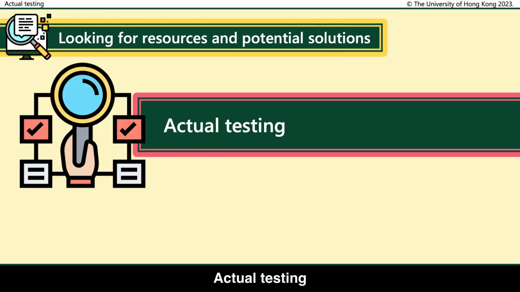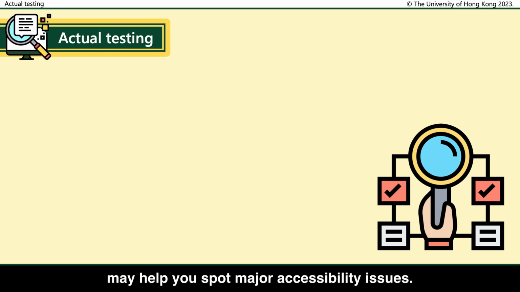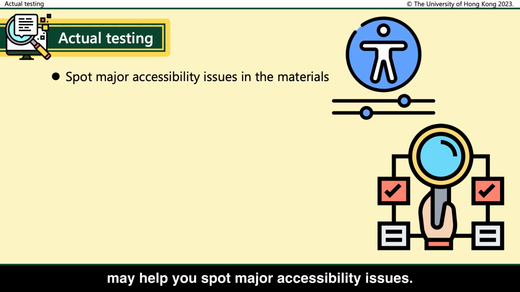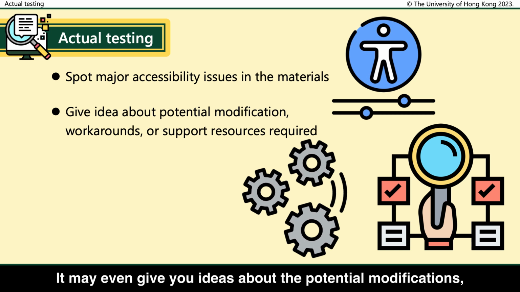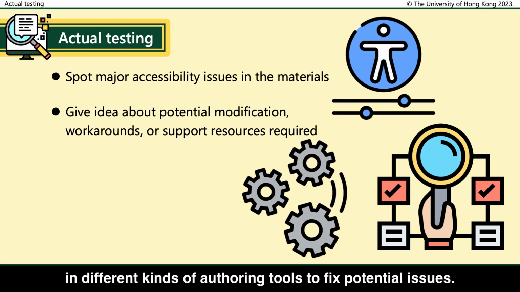Actual testing. Basic checking of your teaching materials may help you spot major accessibility issues. It may even give you ideas about the potential modifications, workarounds, or support resources required. A simpler step to start with is to make use of the built-in accessibility checkers in different kinds of authoring tools to fix potential issues.